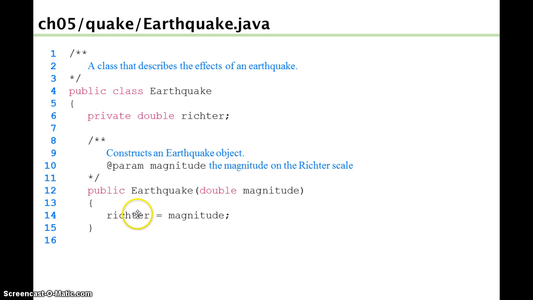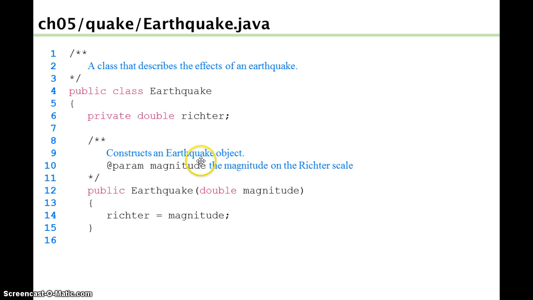Here's an earthquake example. Here you have your class, a class that describes effects of an earthquake, public class Earthquake, that's the name of your class. And then inside the body of the class, you're going to have your instance variable, okay, private, you want to make your instance variables private. Double is the type, and then Richter is the name of the instance variable, okay, and that's just characteristics of an object created from the earthquake class.